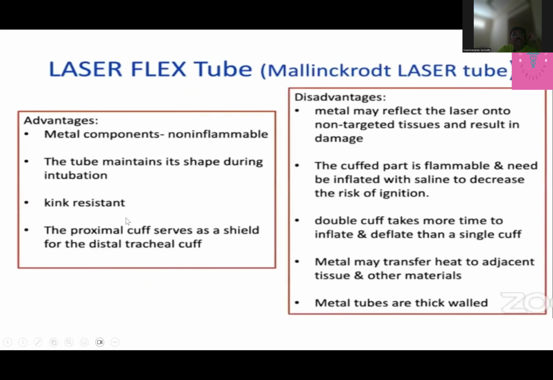So the laser flex tube advantages are: the metal components are non-flammable, the tube maintains its shape during intubation and is kink resistant, and the proximal cuff serves as a shield for the distal cuff. If the proximal cuff is broken, the distal cuff will still maintain the tracheal seal. Disadvantages: the metal may reflect the laser onto non-targeted tissues and result in damage. The cuffed part is flammable and needs to be inflated with saline to decrease the risk of ignition. The double cuff takes more time to inflate and deflate than a single cuff. Metal may also transfer heat to adjacent tissues and other materials, and metal tubes are thick walled.